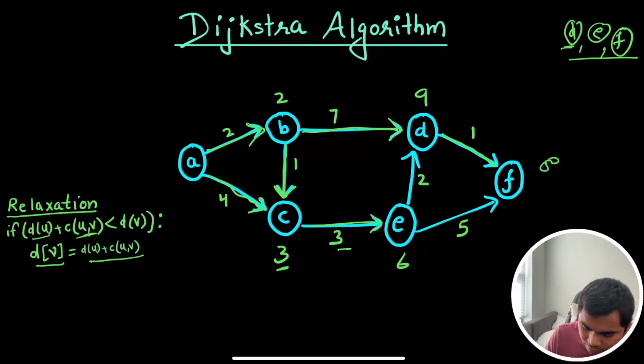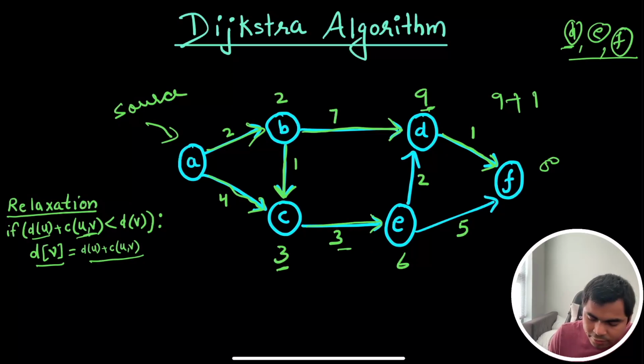There is a direct path from D to F. Let's perform the relaxation: 9 plus 1. 9 was the distance, if you remember, from the source, which is A, to D, and we calculated it after doing the relaxation at B, and we could reach B from A because there was a direct path. Now this 9 plus 1, which is 10, is less than infinity, so I will perform relaxation and update this distance with 10. Now there is no other direct path from D, so this visit is complete. We can pop this off.